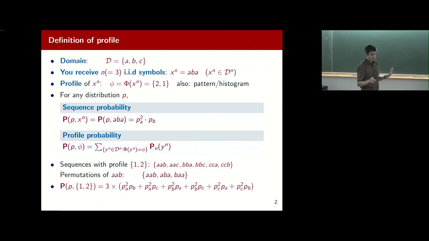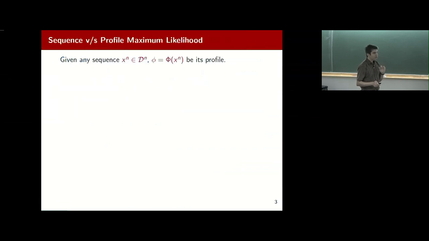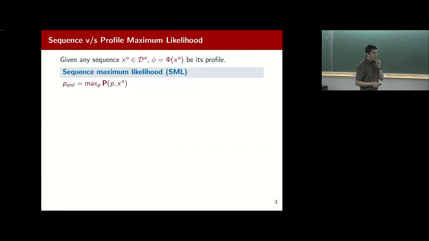All right? So 2 things, sequence probability and profile probability. All right, so now, given any sequence, look at the profile. Now we could ask, remember, we don't know the underlying distribution, we're trying to figure out what the underlying distribution might be. So we could ask the question, what's the underlying distribution that maximizes the probability of this particular sequence of samples? That I'll call the sequence maximum likelihood. All right? It's clear?